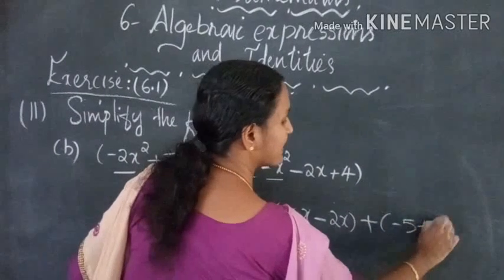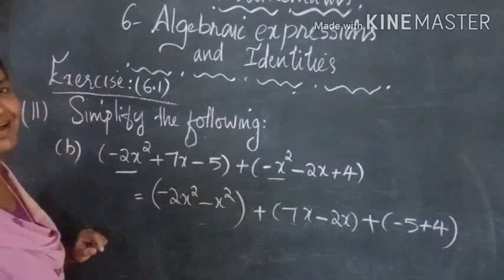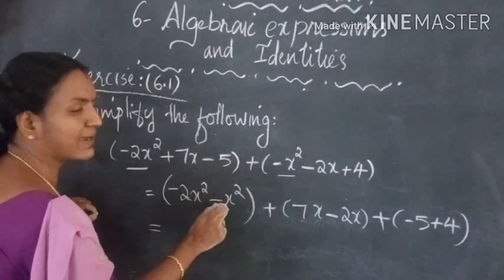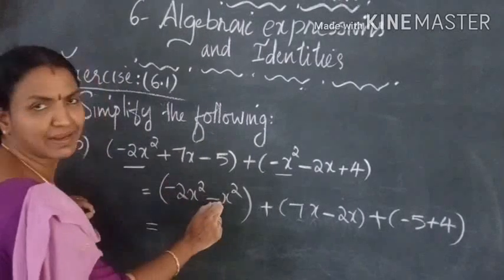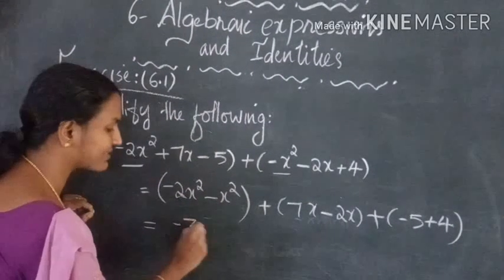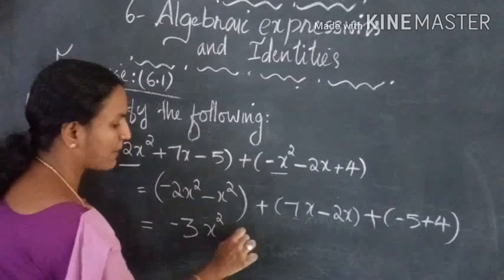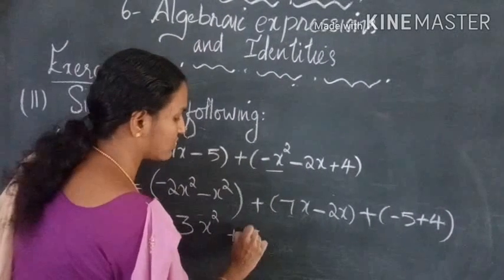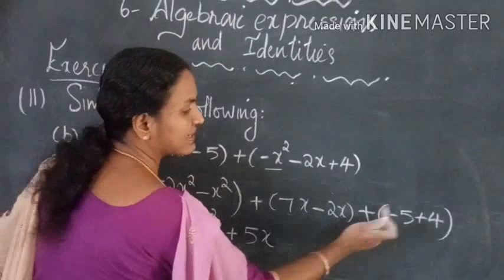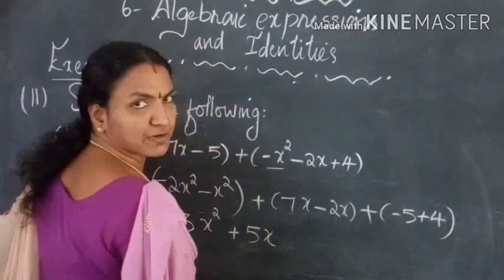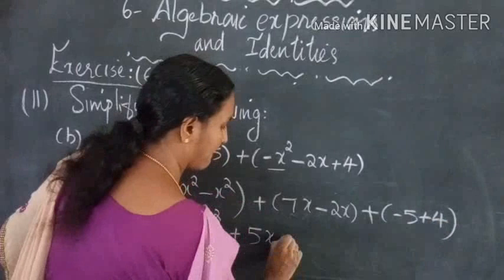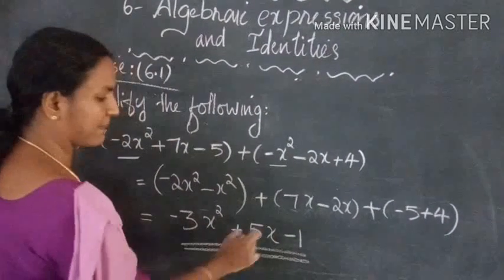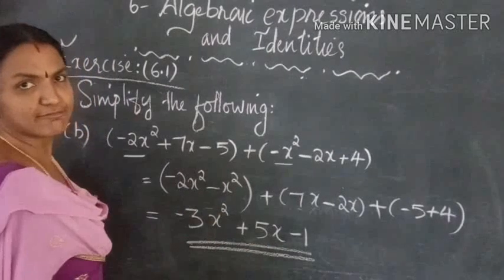Adding the like terms is equal to minus 2x square minus x square, minus 2 minus 1, so minus 3x square, plus 7x minus 2x, 7 minus 2, 5x, plus minus 5 plus 4, minus 1. So the answer is minus 3x square plus 5x minus 1.